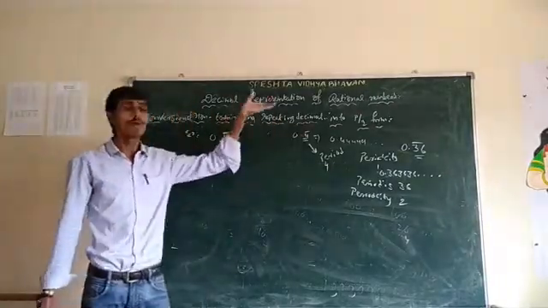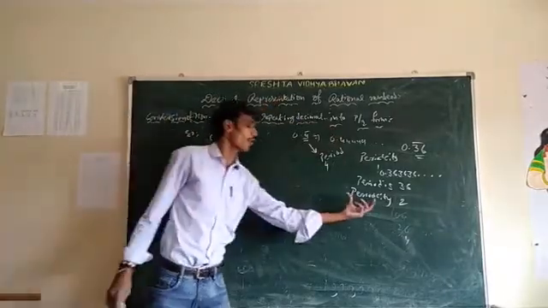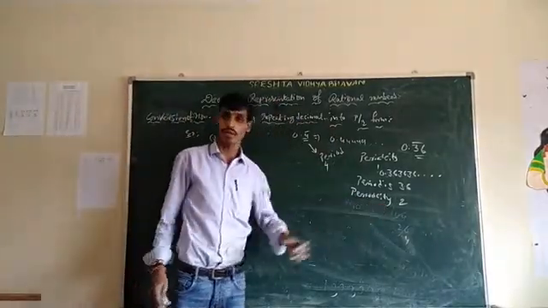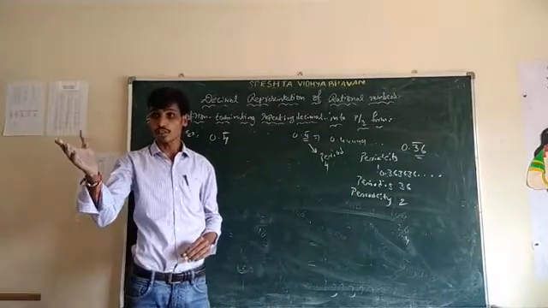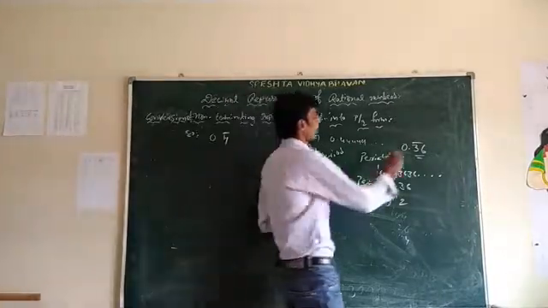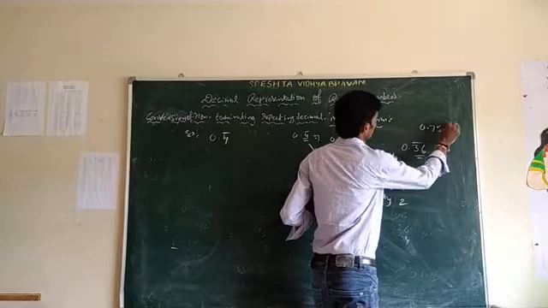Non-terminating decimal into p by q form. That's why we have discussed periodicity. I hope all of you understand the periodicity. Can I ask any question? Okay, so tell me about 0.756.